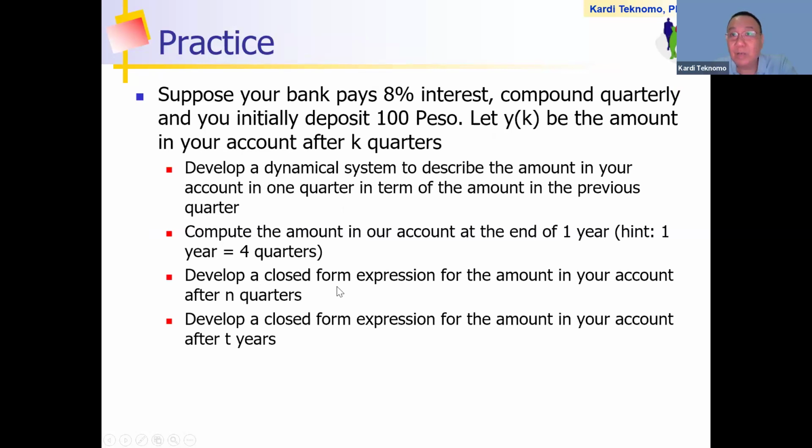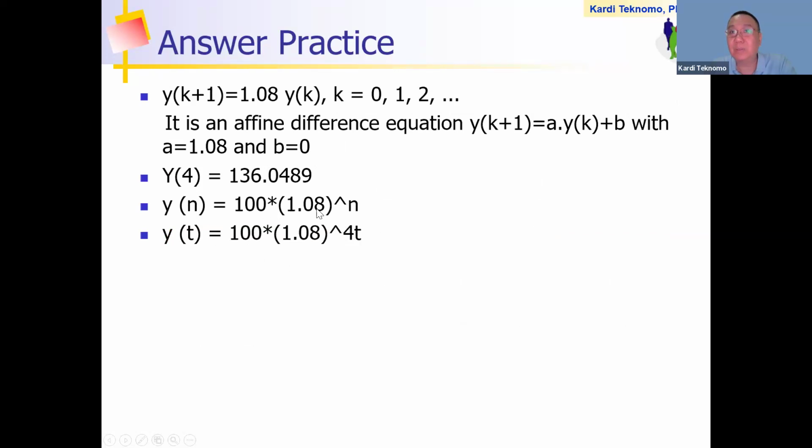The next question: can you develop a closed form expression for the amount in your account after n quarters or after t years? The formula is this. This is n quarters, and this is years. If you don't like quarterly, you put in monthly, so the 4 you change into 12. If you want daily, then the 4 here you change into 365 or 360. The same technique.